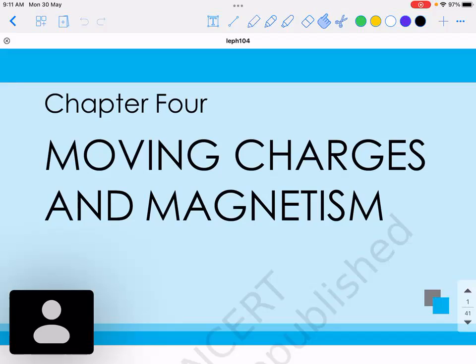As discussed in the previous class, we'll start with the fourth chapter, that is moving charges and magnetism. Let's recollect the concepts that we have discussed till now. First, we discussed electrostatics. What does that speak of? It speaks about the static charges.